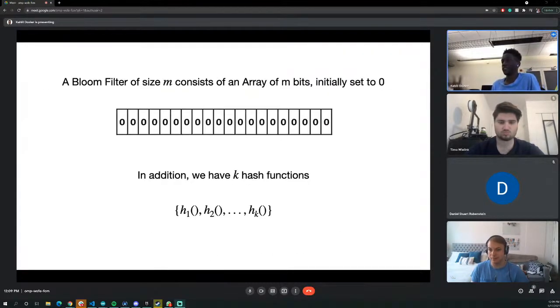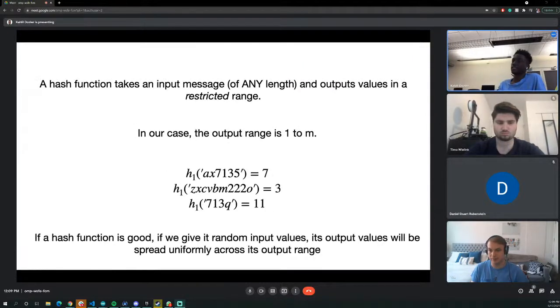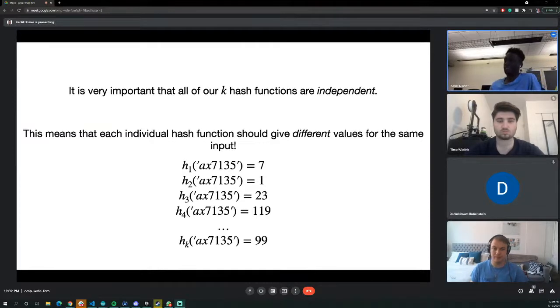So again, a Bloom filter is just M bits and K hash functions. And it's very important that all of our K hash functions are independent. Precisely, what it means is that our hash functions should have no correlation between their outputs. If you give them the same input, different hash functions should give you different outputs, as I've denoted here. If we have K hash functions and give them the same string, we should get K different numbers, not the same numbers. So if we have those two ingredients, the array and these independent hash functions, we have our Bloom filter.